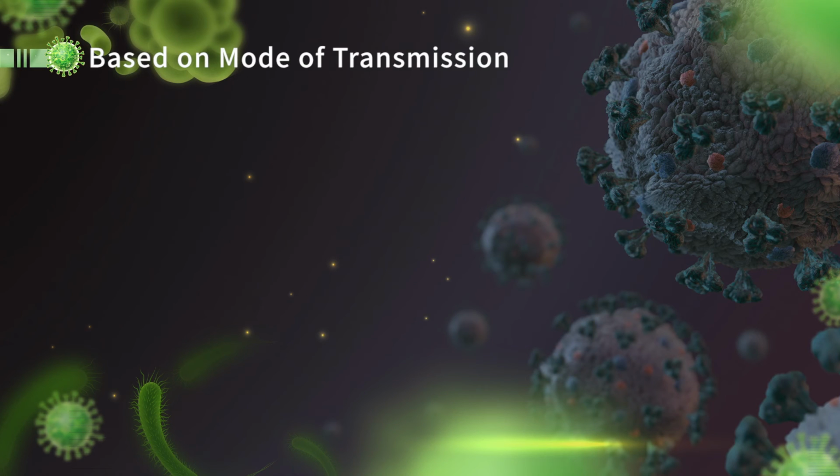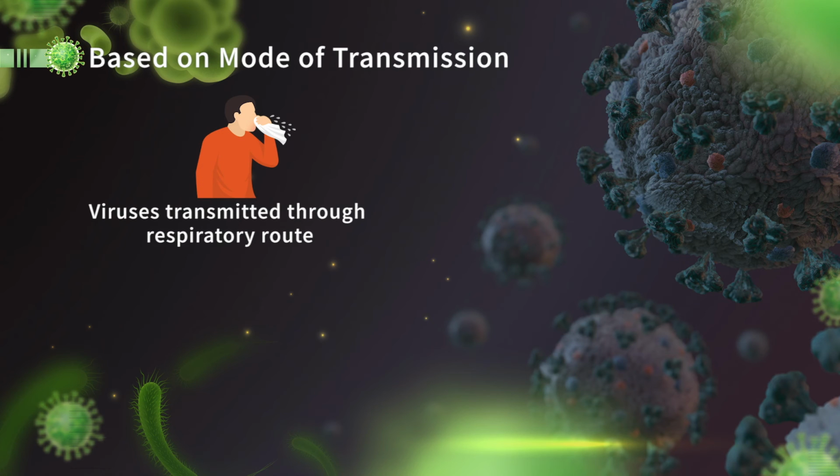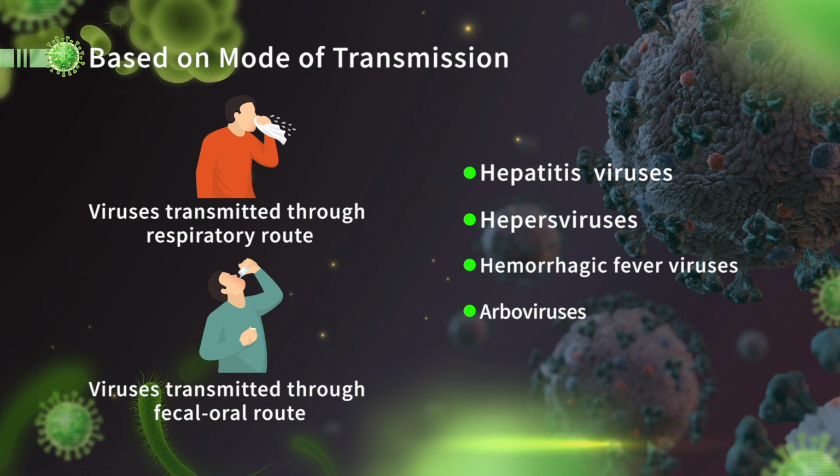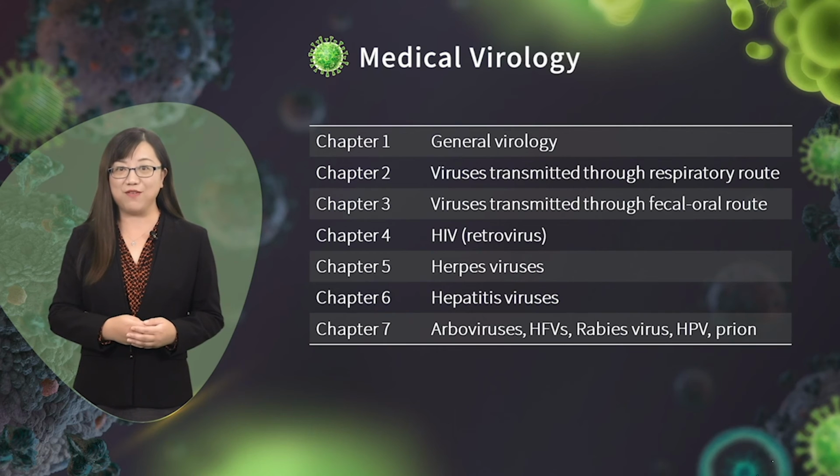The viruses can be classified by the mode of transmission. They are viruses transmitted through respiratory route, viruses transmitted through fecal-oral route, and others. Others include hepatitis virus, herpes virus, hemorrhagic fever virus, arbovirus, and HIV. In this course, we will learn about the viruses based on these classifications. Here are the viruses we will cover in this course, medical virology.